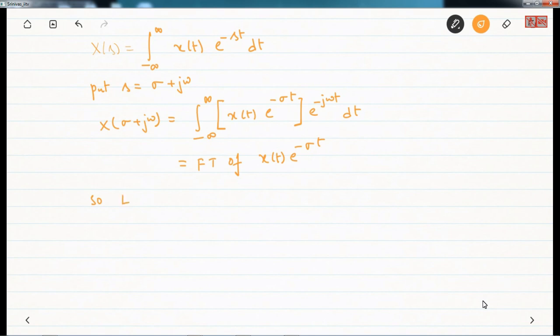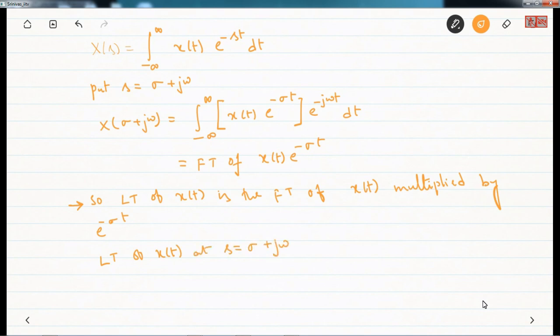So the Laplace transform of x of t is the Fourier transform of x of t multiplied by e power minus sigma t. Or to be more exact, we can say the Laplace transform of x of t at s equal to sigma plus j omega is the Fourier transform of x of t multiplied by e power minus sigma t.